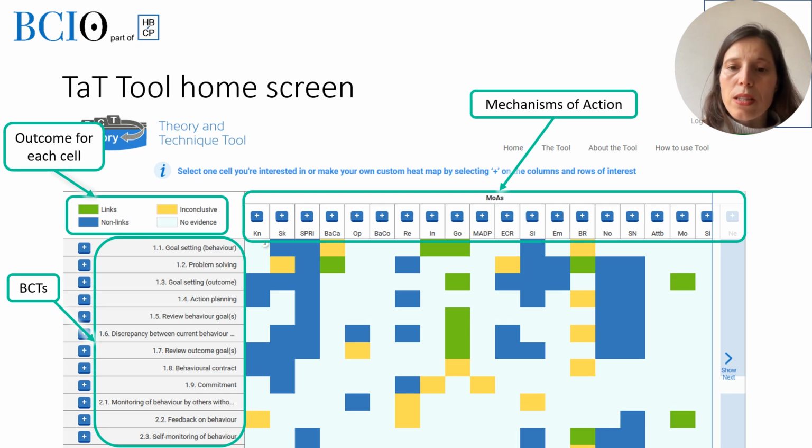And this information results from a triangulation between searching and synthesizing evidence on these links for a variety of behaviors, but also from expert consensus studies where experts were asked to also provide their knowledge about the links between mechanisms of action and each of the behavior change techniques. This information is all provided in the website, where you go to more information about the tool. And of course, there was a criteria for establishing the presence of having a link, not having a link, or being conclusive, which is a statistical parameter based on the triangulation of the information.